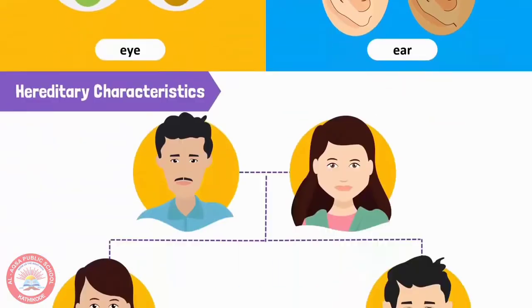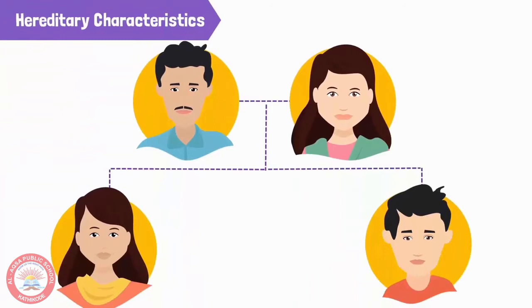Now, let us take a look at an example of a family. You can see that the daughter has straight brown hair like her mother, and her eyes are brown like her father. The son is having the skin color and the nose that resembles his mother, whereas his hair color resembles that of his father.